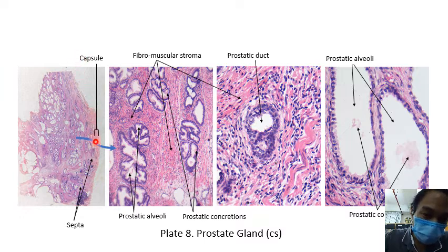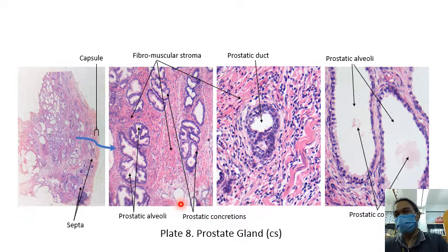So we can see here in this portion of the cross-section of the prostate gland, the capsule, and the septa that emanate from the capsule. Here's a closer view of the ends of the secreting portions of this gland. So we call these the prostatic alveoli. And then many of them have this pinkish color inside. These are actually prostatic concretions. The older a male gets, the more prostatic concretions will be observed in the lumens of these prostatic alveoli.